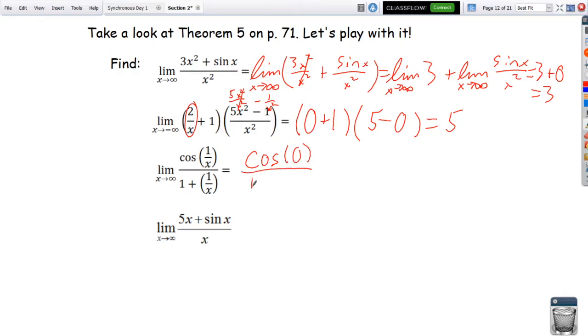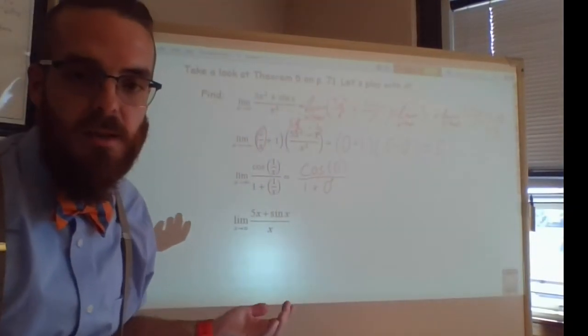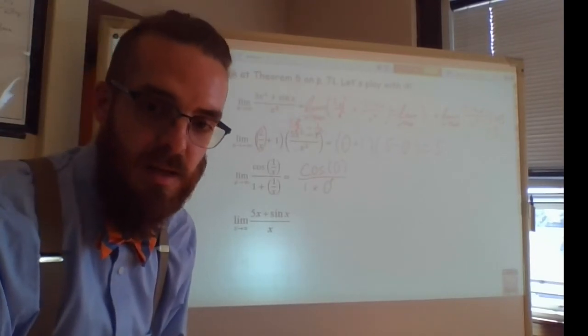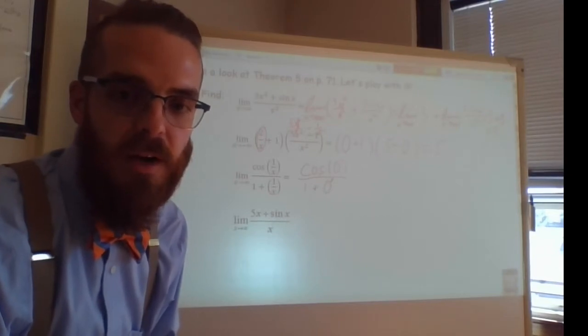Divided by 1 plus 1 divided by infinity, again, is 0. I end up with cosine of 0 divided by 1 plus 0. Well, I happen to know 1 plus 0 is 1. Some of you might need to go back and revisit your unit circle to figure out what cosine of 0 is.